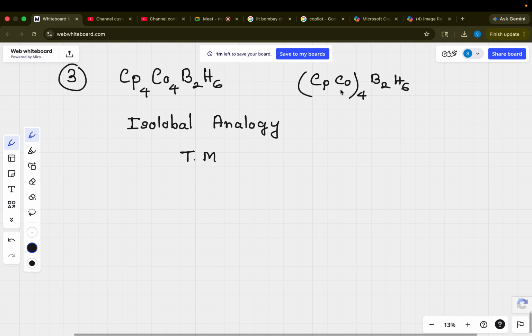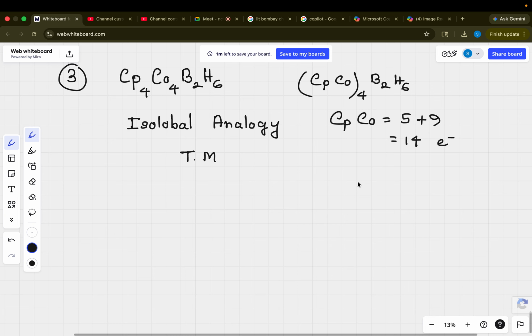Now this cobalt is what? This is a transition metal, right? So if you see here, Cp into CO, cyclopentadienyl is donating 5 electrons, and from the cobalt center you are getting 9 electrons, right? So if you add them, 5 plus 9, you are getting how many electrons? 14 electrons.